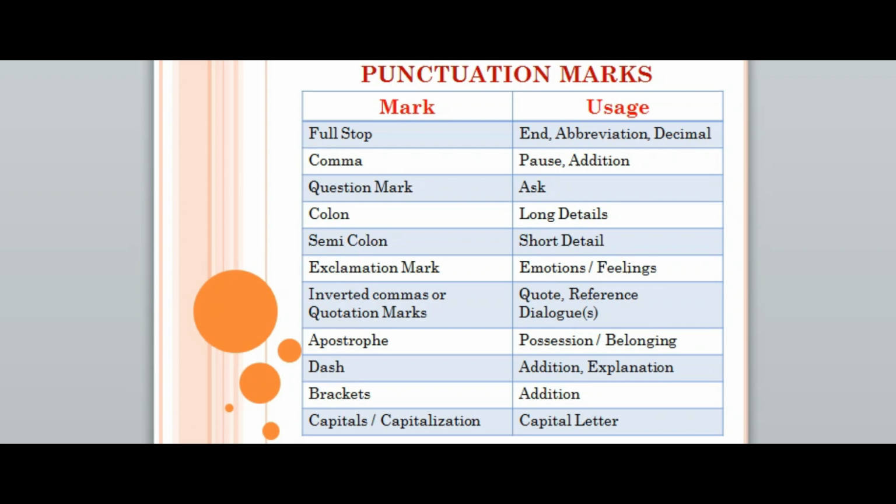Number 7, inverted commas or the quotation marks. They are used to quote, reference or dialogues. They are used in dialogues as well. Number 8, apostrophe. It is used for 2 purposes. One is possession and number 2 is belonging. Number 9, dash is used for addition and explanation. Number 10, brackets used for addition. And number 11, capitals or capitalization for the use of capital letters.